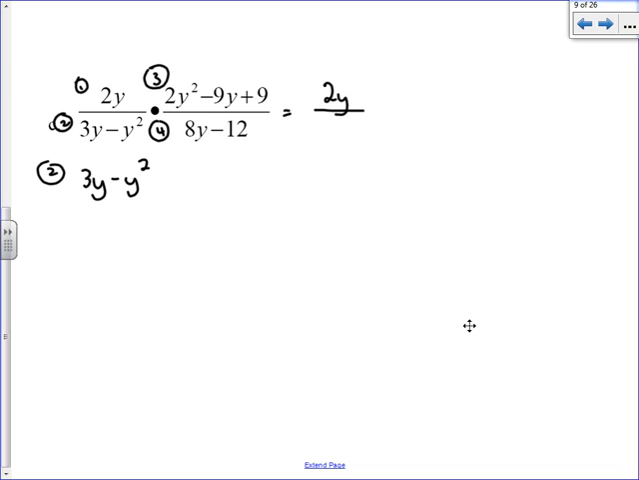When you're asked to factor, what's the first thing you should always look for in a problem? GCF. What's my greatest common factor here? y. So I'm just going to factor y from each of those, and that's going to leave me with 3 minus y. So first denominator is just the GCF.